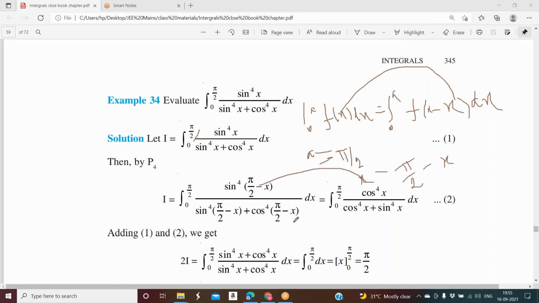So we'll get cos to the power 4x. And cos of 90 minus theta is sine. So cos power 4x plus sine power 4x.